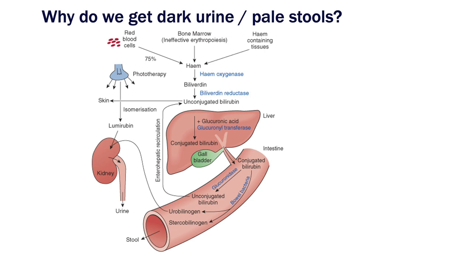From here, two things can happen to urobilinogen. It can be further reduced to stercobilinogen and excreted in the feces, giving it its brown colour, or it can be reabsorbed and transported to the kidney, where it's then excreted.